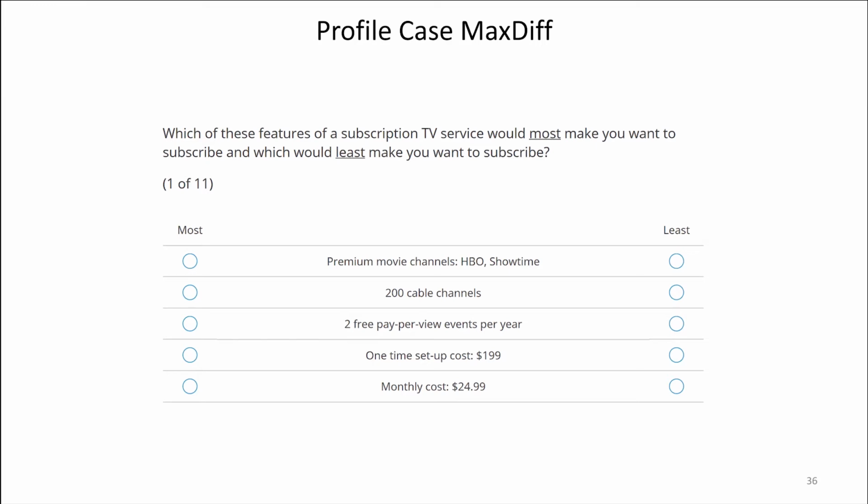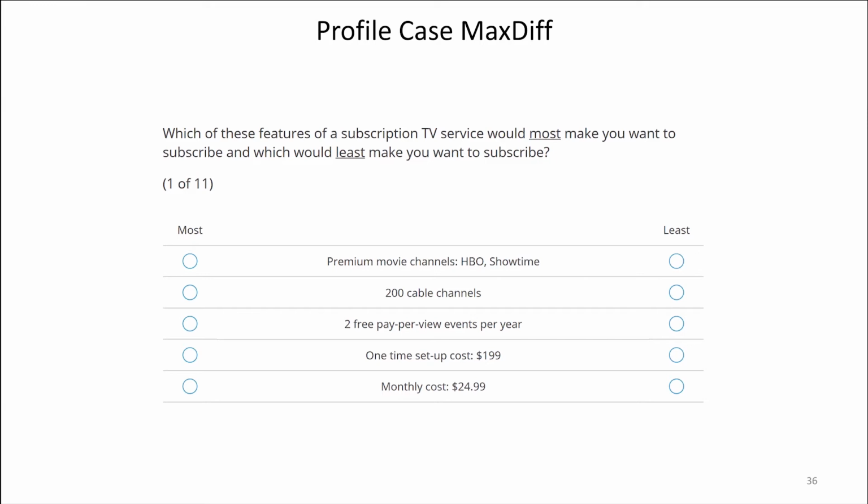Here we've got the level specified for each of 5 attributes, and all the respondent is going to do is tell us which one of these attribute levels most makes them want to subscribe and which one least makes them want to subscribe. When we analyze that data, we have a utility for each level of each attribute. And the neat thing is the utilities for all the attributes are on the same scale. They all have the same 0 point, so they're directly comparable.